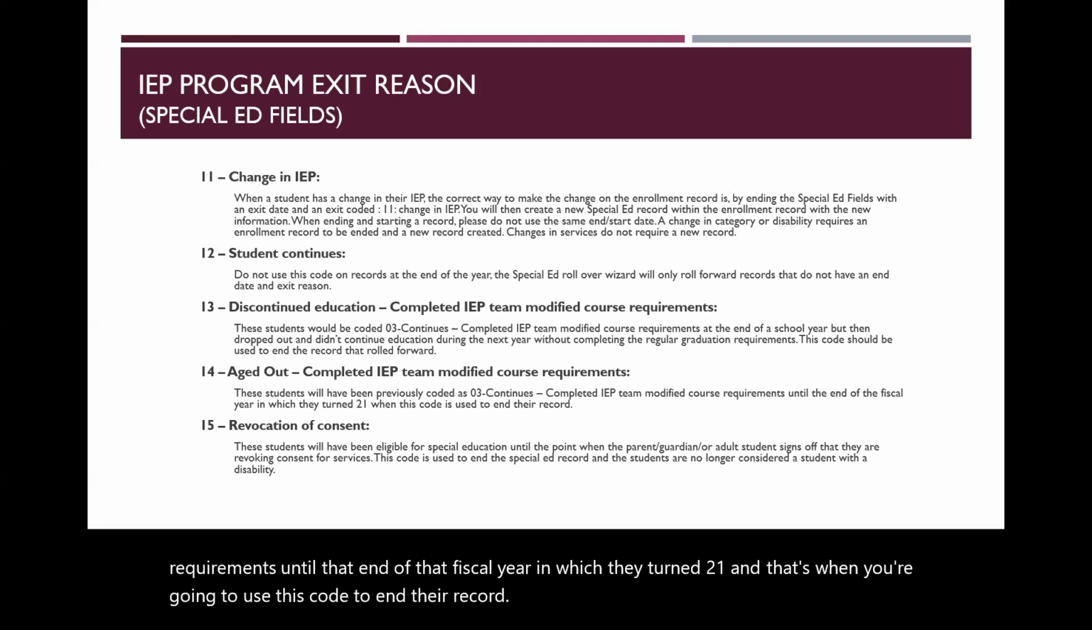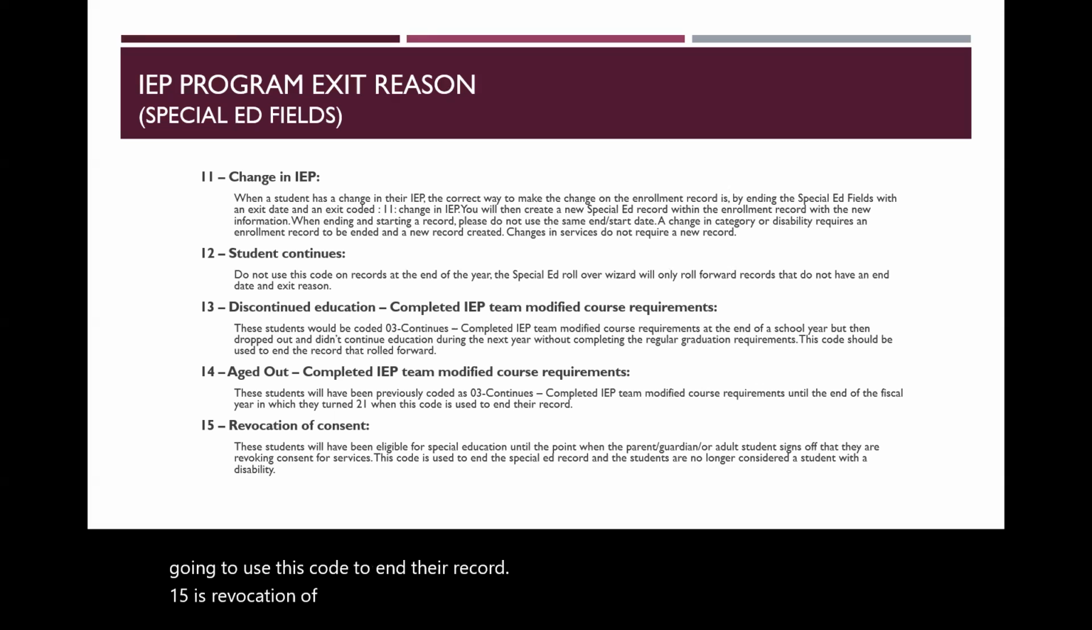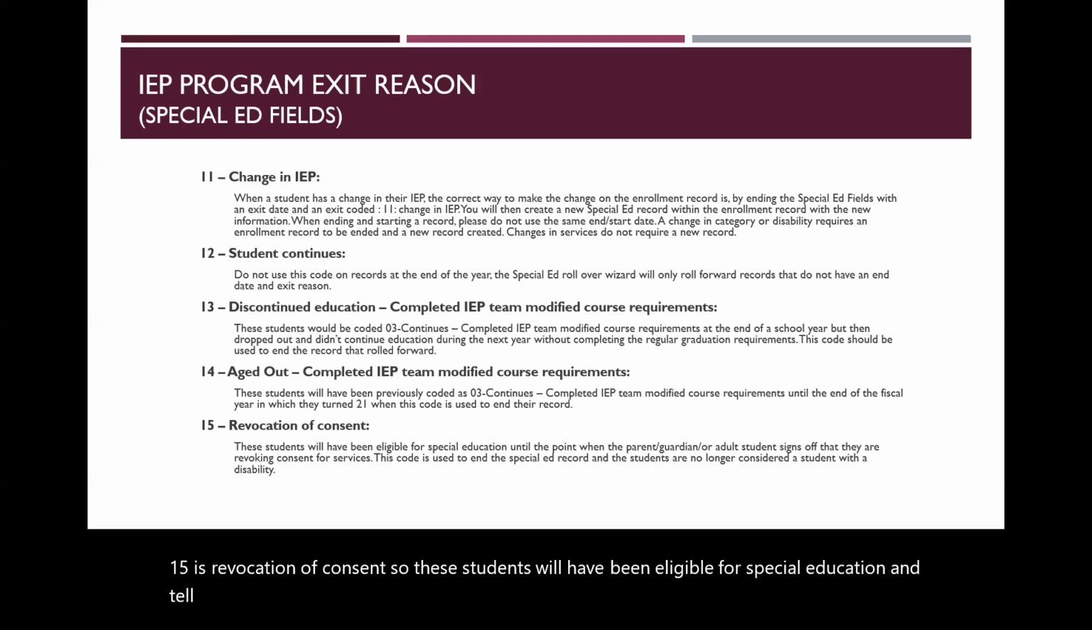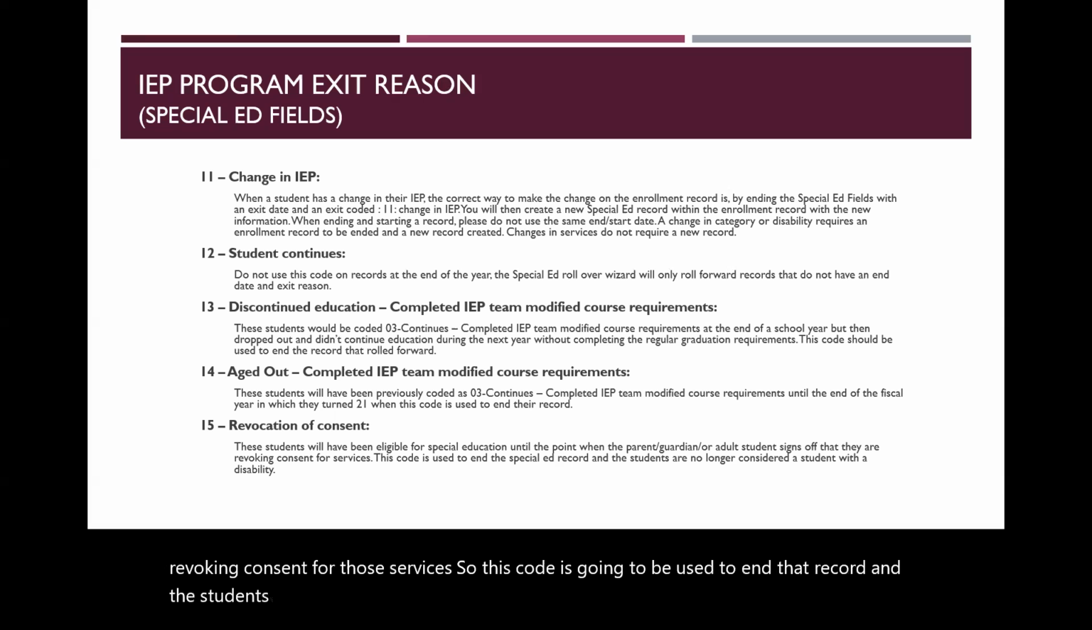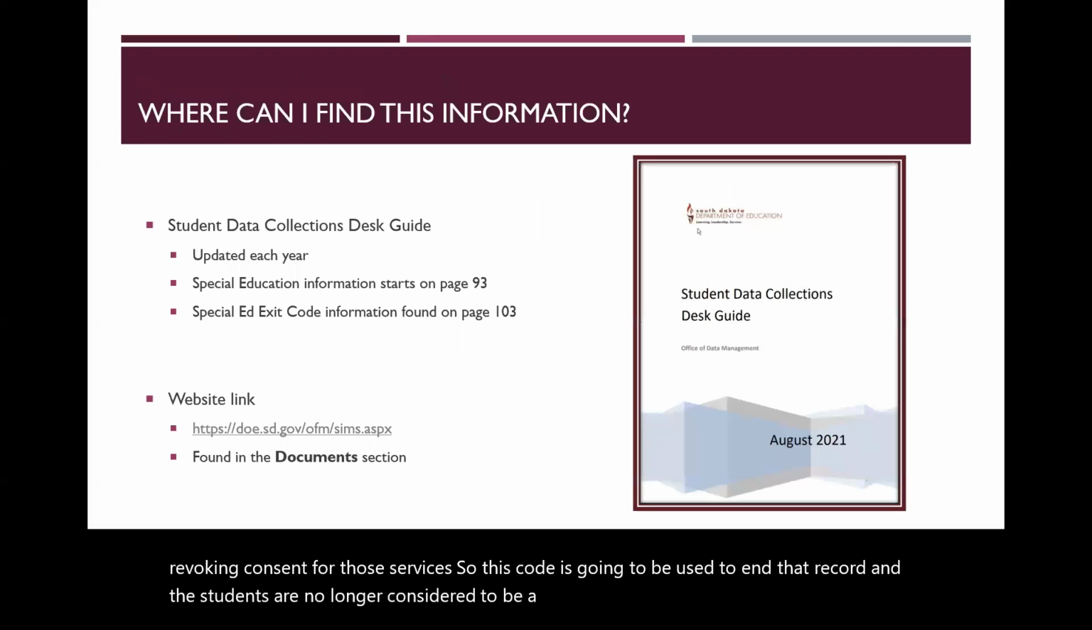15 is revocation of consent. So these students will have been eligible for special education until the point where the parent, the guardian, or even the adult student signs off that they are revoking consent for those services. So this code is going to be used to end that record, and the students are no longer considered to be a student with a disability.